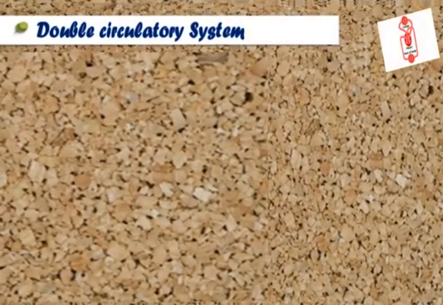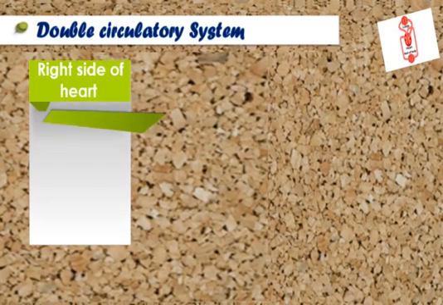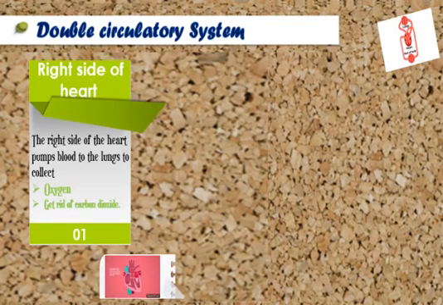So you can see here double circulatory system about the heart. So we are going to see the steps that are written in your book, that what happens, how the double circulatory system in detail it works. You can see right side of the heart pumps blood to the lungs to collect what? Oxygen, and to get rid of carbon dioxide.